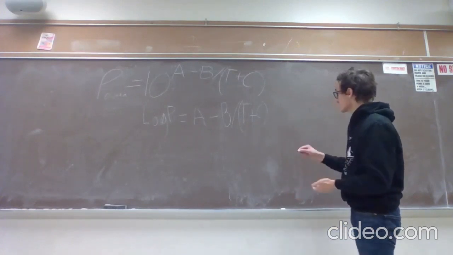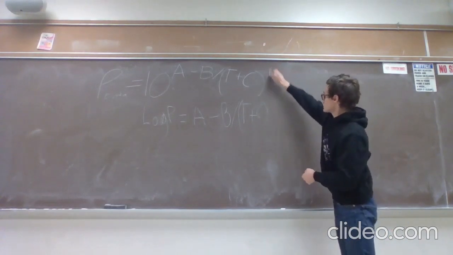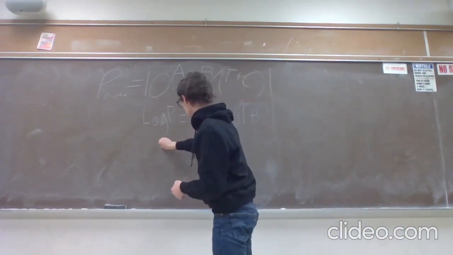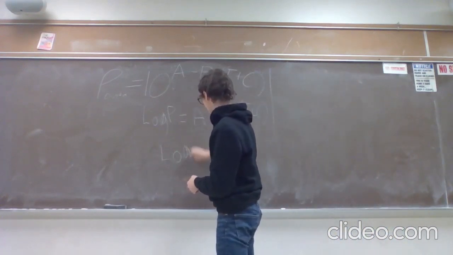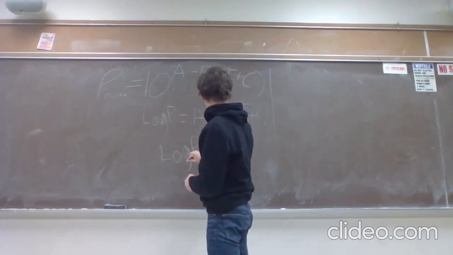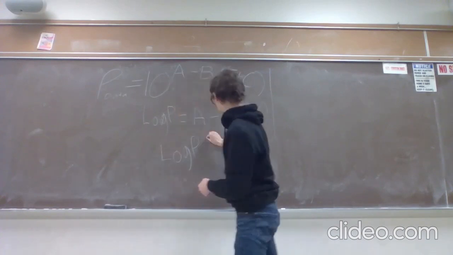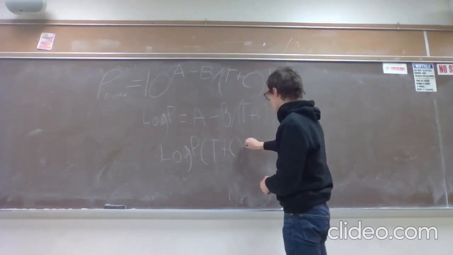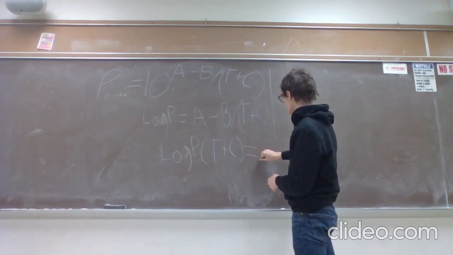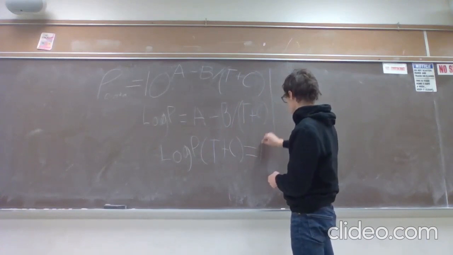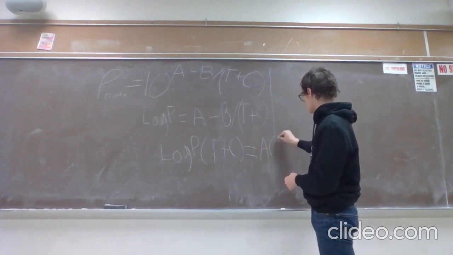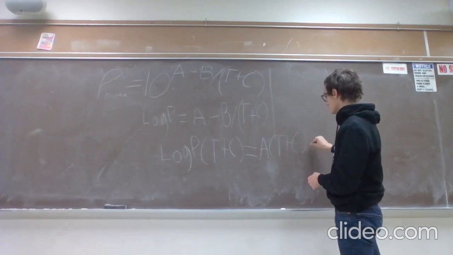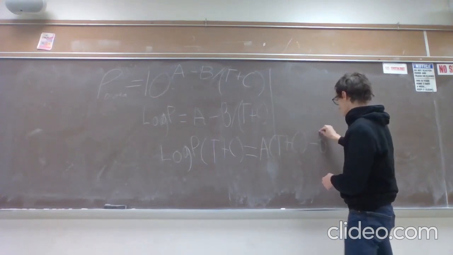And this ends up looking like, we have, here real quick, yep, we have log P times (T plus C) equals A times (T plus C) minus B.